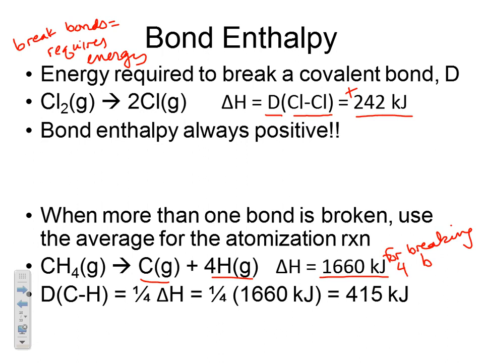So if we want to find the delta H, the bond enthalpy for breaking just one bond, obviously you take that 1/4, and that's how we work out the bond enthalpy for just breaking one carbon to hydrogen bond.